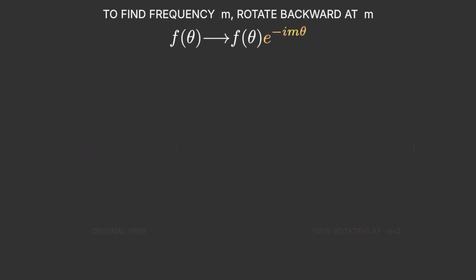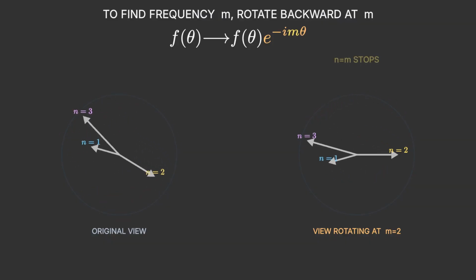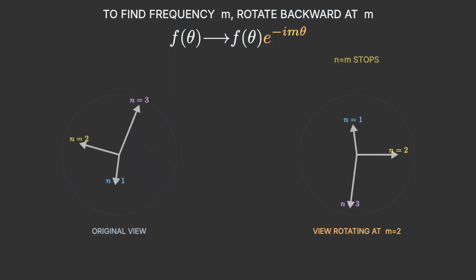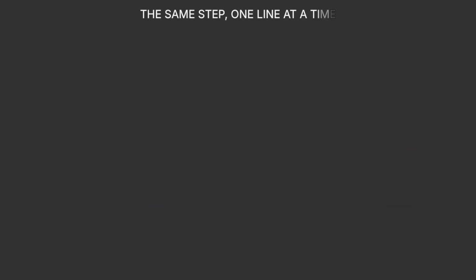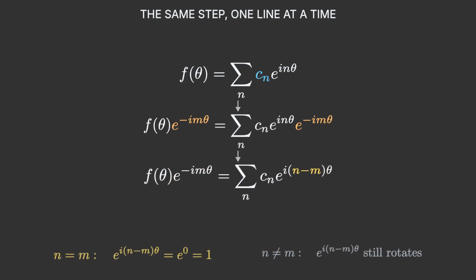But how do we discover the hidden rotations inside a signal? Suppose we want the component with frequency m. Multiply the whole signal by e^(-imθ). Geometrically, we rotate our viewpoint backward at exactly frequency m. The component we want stops rotating, because e^(imθ) times e^(-imθ) equals 1. Every component with another frequency keeps rotating at the difference n minus m.